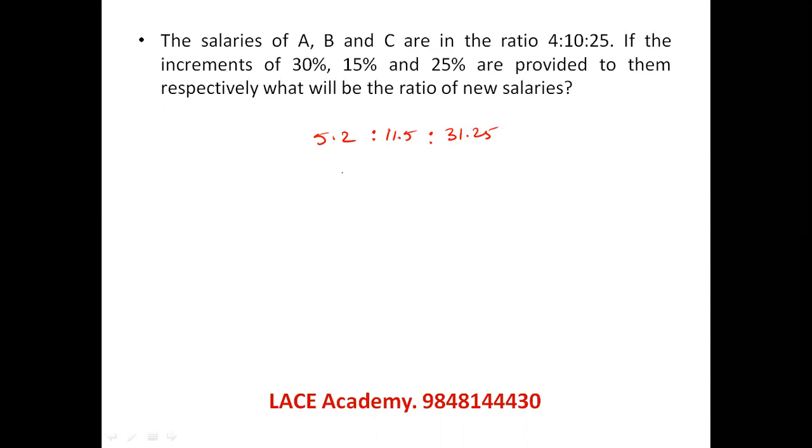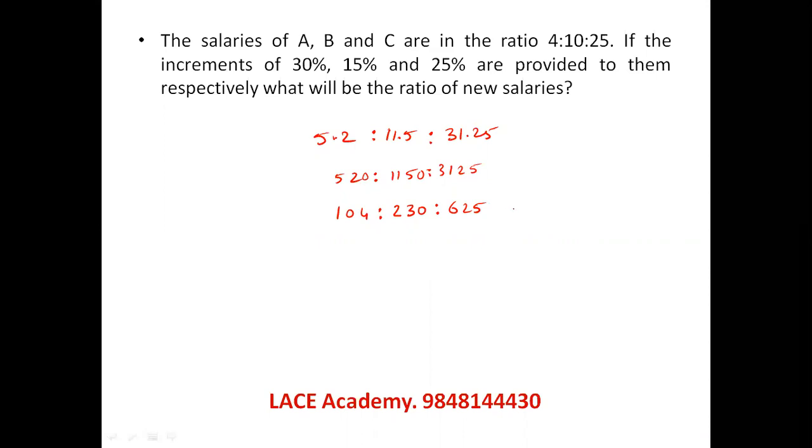So to make it a proper ratio, I can write it as 5.2 is to 11.5 is to 31.25, or 520 is to 1150 is to 3125. Now you have to cut these. First you can cut by 5 if needed: 104, 230, 625. So I think this would be your answer, right?